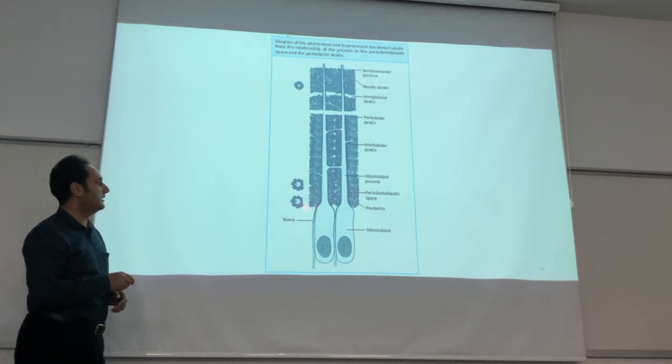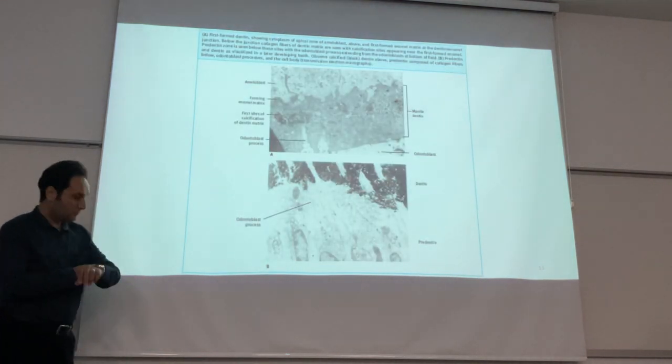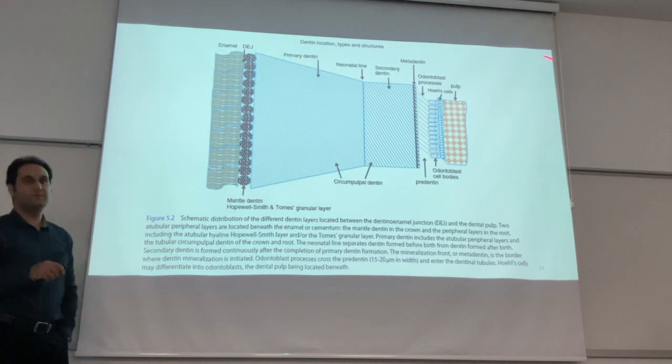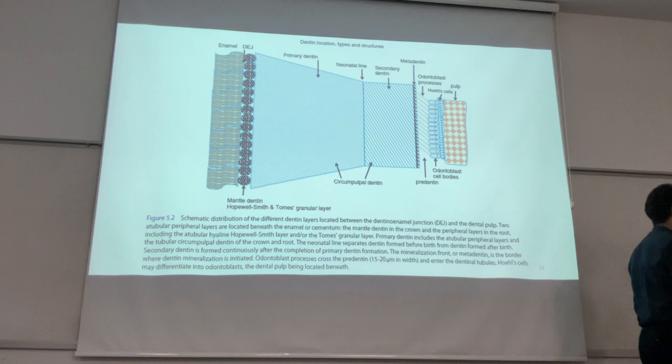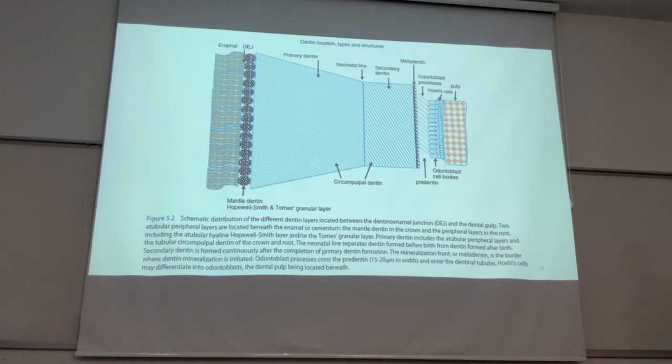And here, in the beginning part, we have predentin. This slide is very important. I asked many questions about this slide from my students in my previous university. Here we have enamel. This part is the dentino-enamel junction. And this structure is macrodentin, or Tomes' granular layer, or granular dentin.